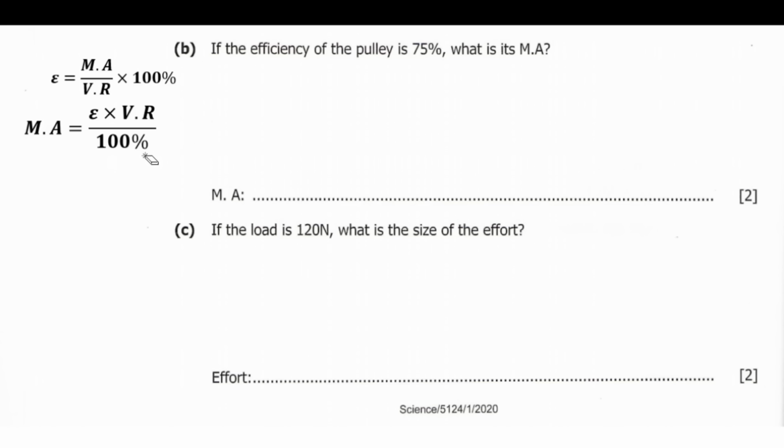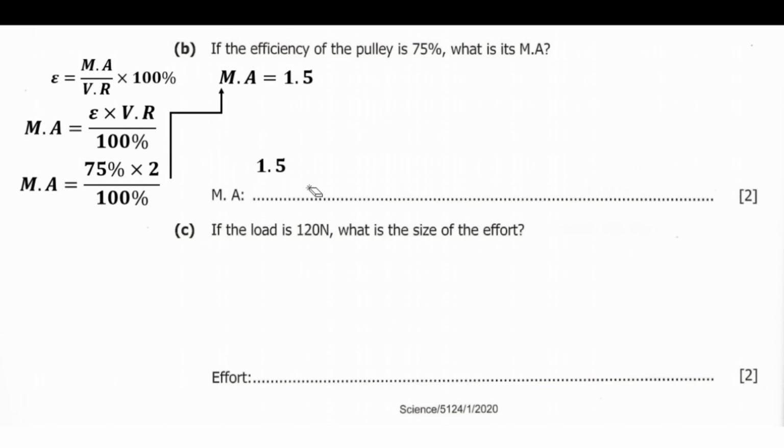All right? Then we are going to substitute. Efficiency is 75%. Velocity ratio, we found it as 2. So 75% times 2 divided by 100%, which will give us mechanical advantage as 1.5. So our mechanical advantage is 1.5.